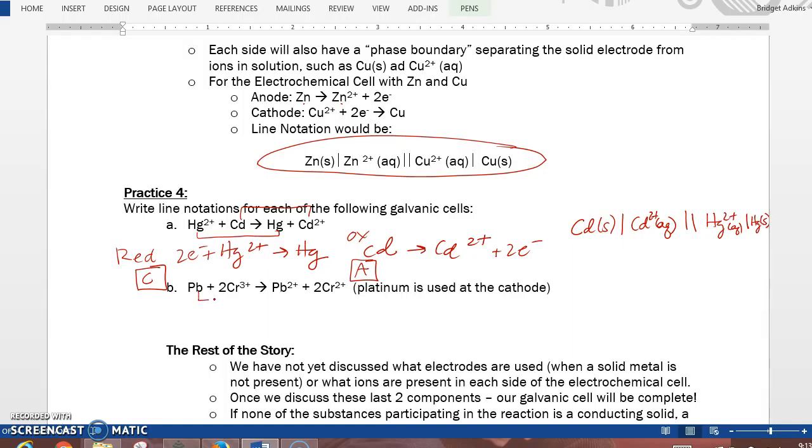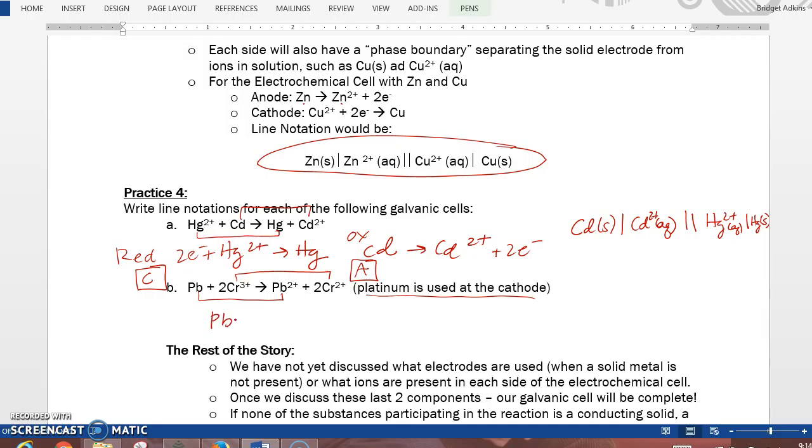All right, for this one we've got Pb forming Pb2+, and Cr3+ going to Cr2+. So notice what they said. They want platinum to be used as a cathode, because if you look, you just have ions, and so ions form. You're going to use a platinum or another inert electrode, like graphite.